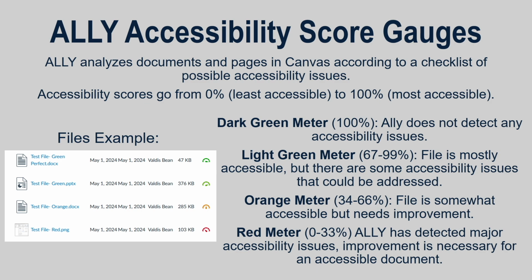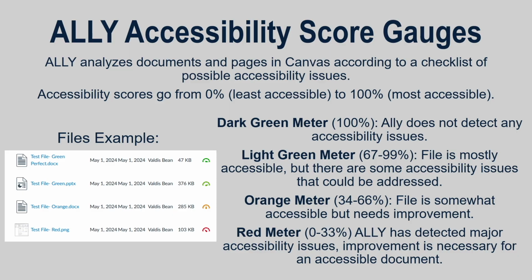The dark green meter means that Ally has not detected any accessibility issues. This doesn't mean that the document is 100% accessible, just that in Ally's checklist, no red flags have gone off. The light green meter means that it is 67 to 99% accessible, which means the file is mostly accessible, but there are some accessibility issues that could still be addressed.